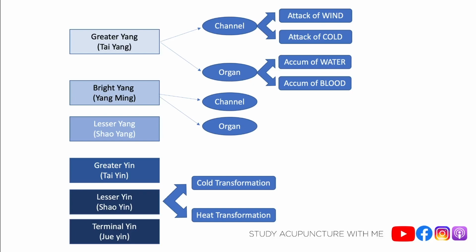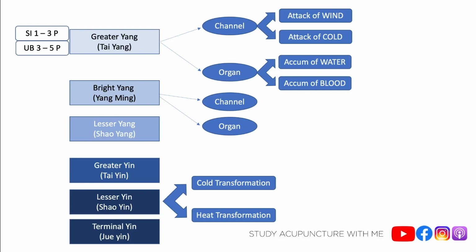So, for example, we have Taiyang. Taiyang has two organs in it. And what are those two organs? Those two organs are the small intestine and the urinary bladder. Now, what times correlate to the small intestine and the urinary bladder? So we have small intestine being 1 o'clock to 3 o'clock, and then urinary bladder being 3 o'clock to 5 o'clock, both of those being PM.